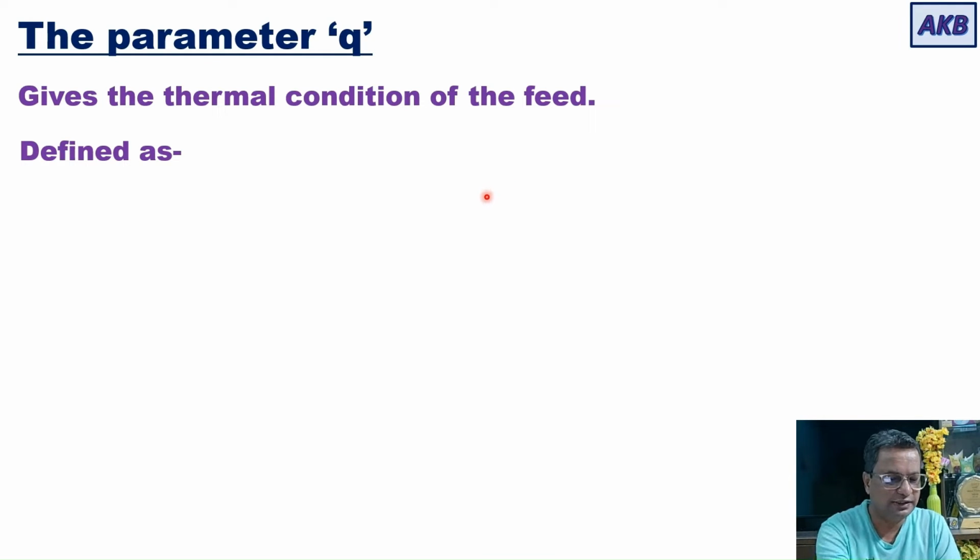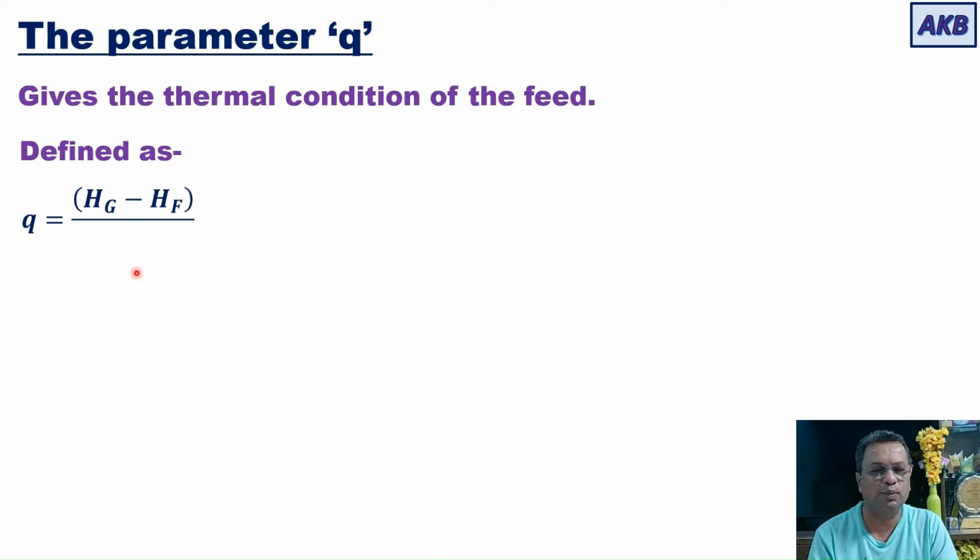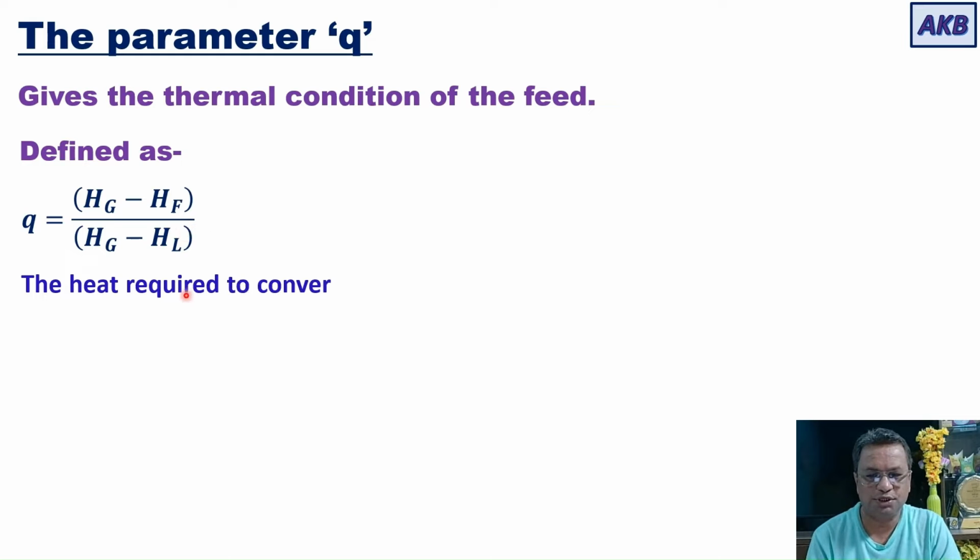It is defined by this mathematical equation. q is equal to (Hg minus Hf) upon (Hg minus HL). Here Hg is the molar enthalpy of the vapor phase, Hf is the molar enthalpy of the feed, and HL is the molar enthalpy of the liquid in the column. What is molar enthalpy? This is enthalpy per unit mole.